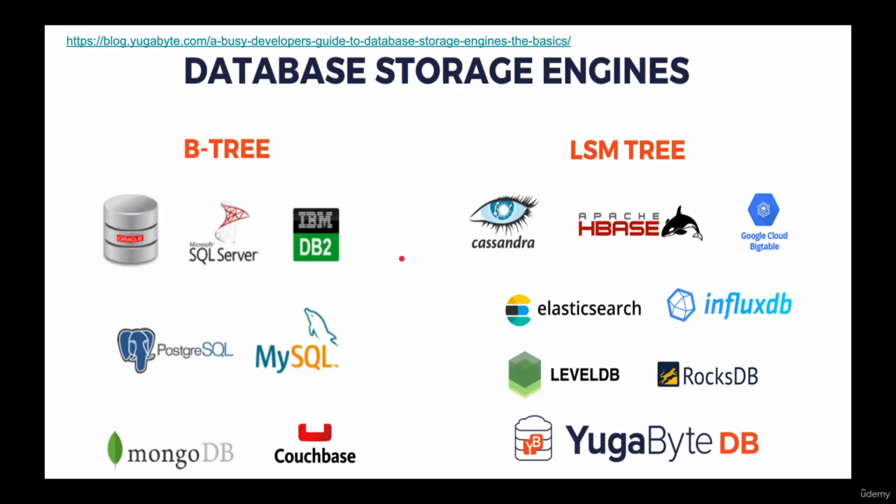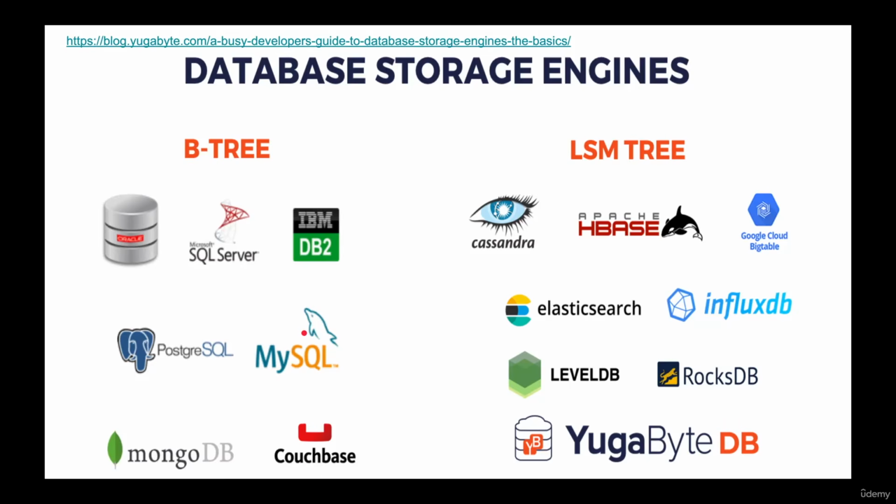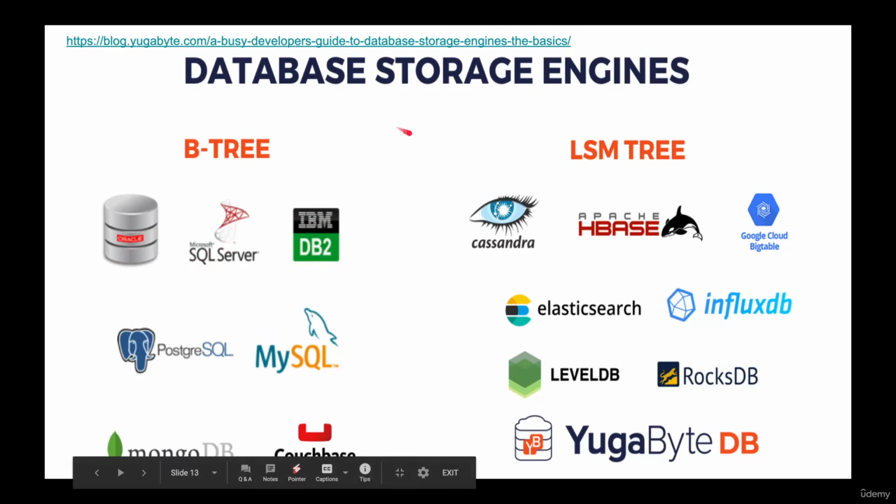All right, database storage engines. I took this screenshot from Yugabyte. It's a beautiful picture, so I decided to use it and show you. This is the LSM, log structured merge tree. These are the databases that use B-trees: Oracle, Teradata, SQL Server, IBM DB2, Postgres, MySQL, Couchbase, MongoDB. You can use MariaDB. You can throw in Percona there if you want. You can throw in so many others here.